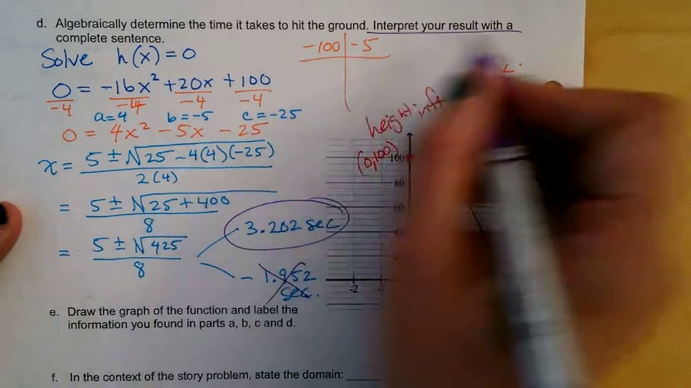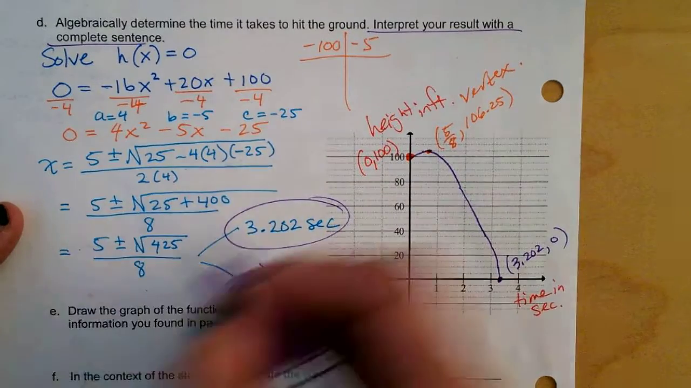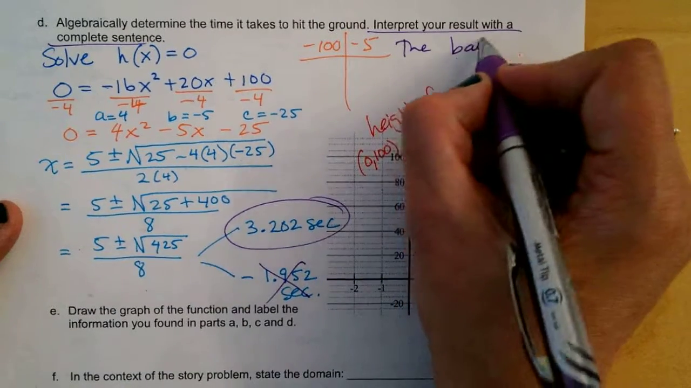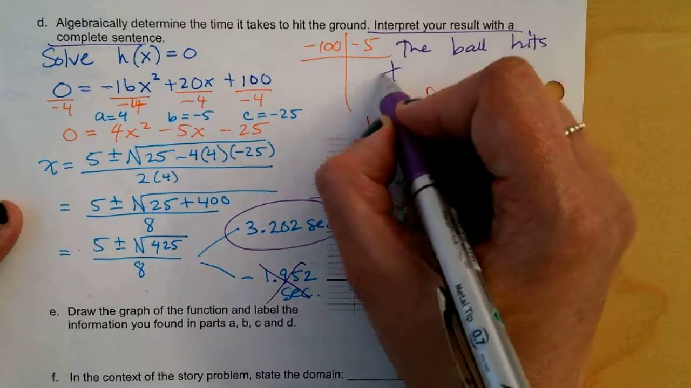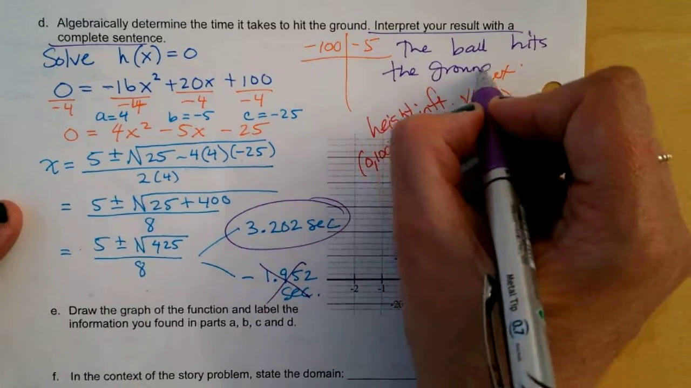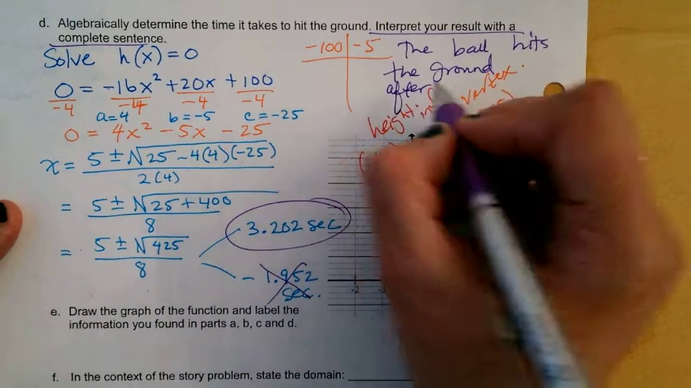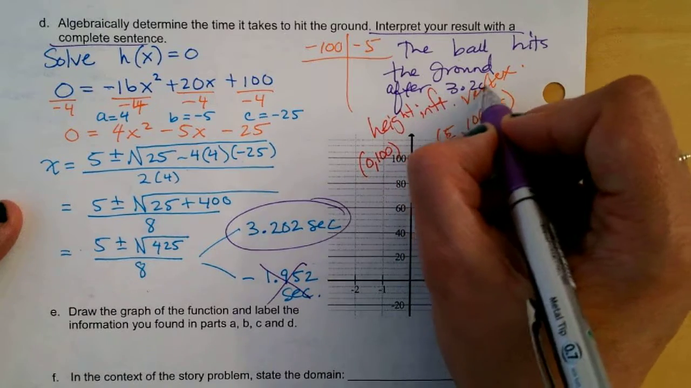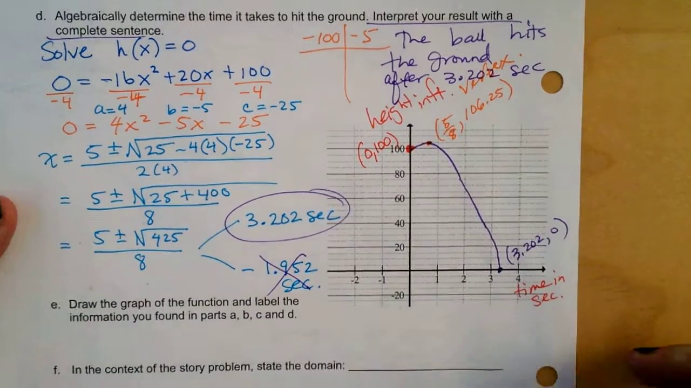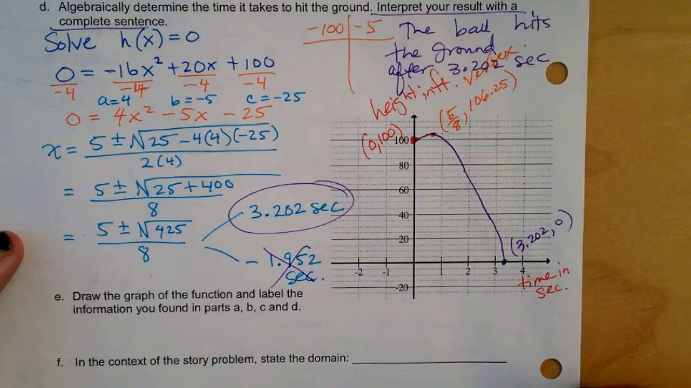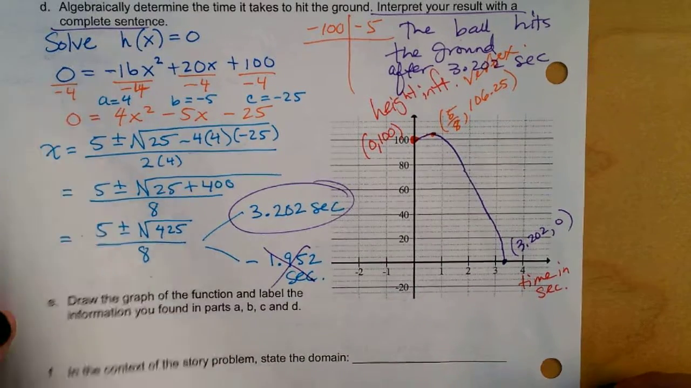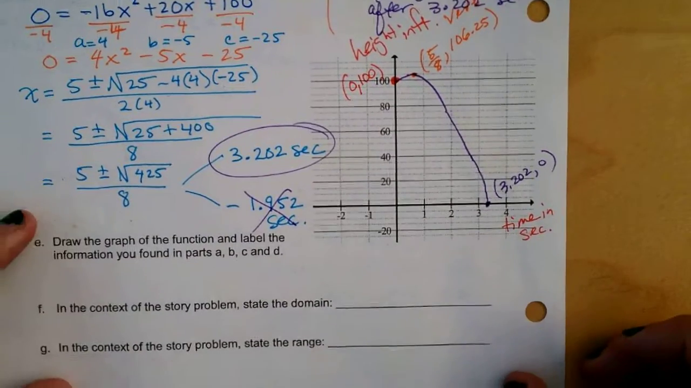Interpret your results in a complete sentence. The ball hits the ground after 3.202 seconds. Don't you love how I'm writing over my other writing? Okay. In the context of the story problem, state the domain.